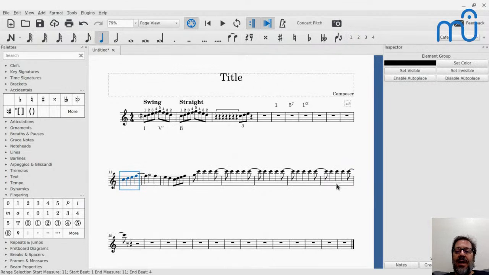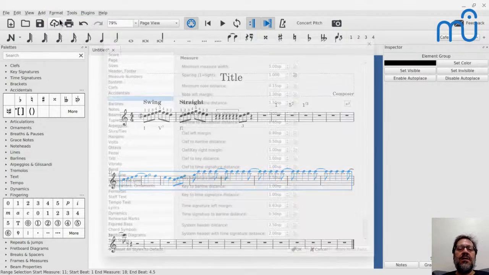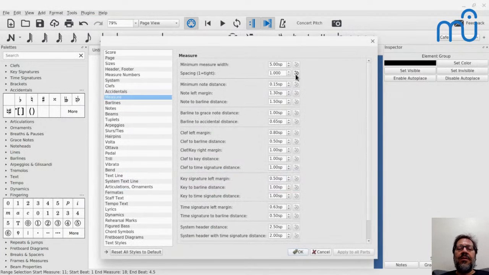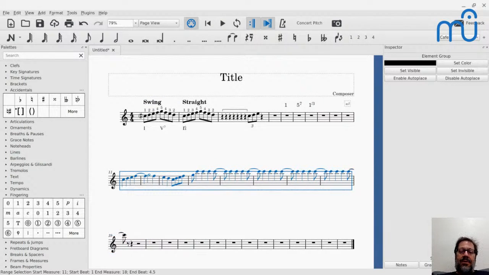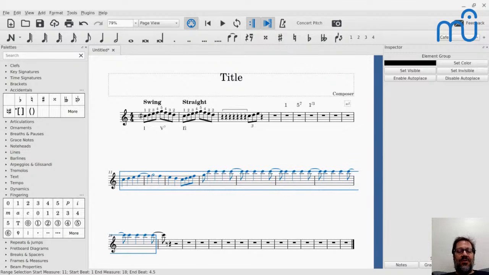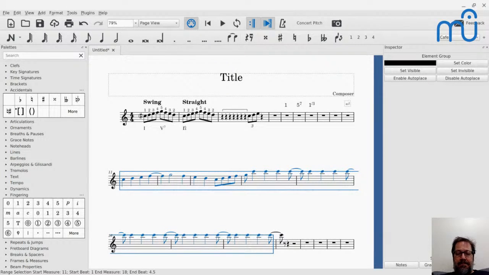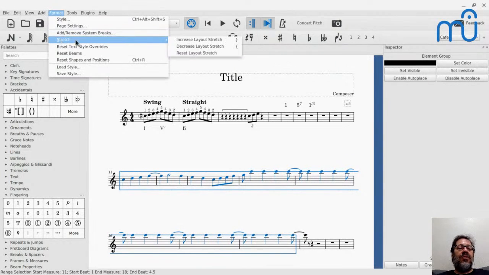So if I select these measures, let me go back to Format, Style, and change that spacing back to the default 1.2. If I then press the left curly brace, that is what I just did. I'll press it again. Now I'll press right curly brace. Right curly brace is going to start spreading things out more. This is Format, Stretch, Increase and Decrease Stretch.